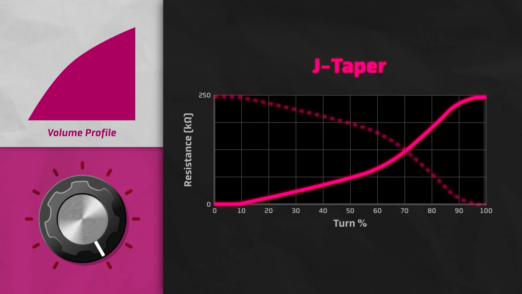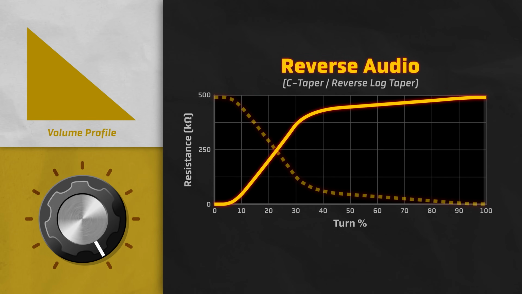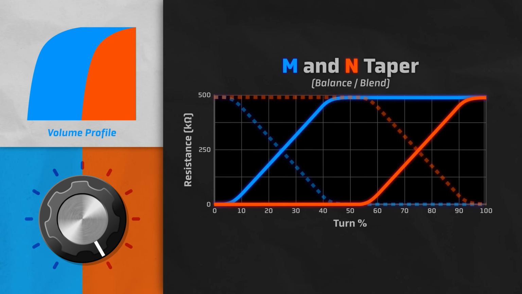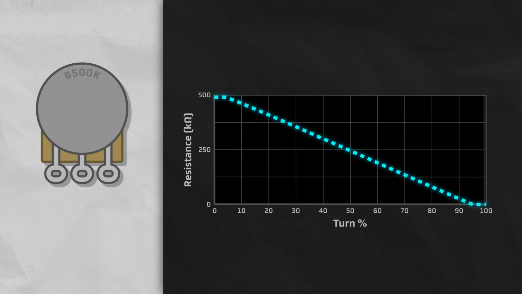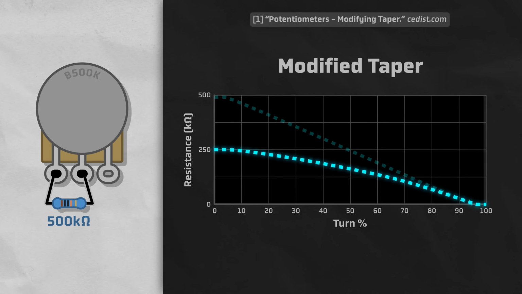Another taper that you can get is C taper, also known as reverse audio or reverse log taper. These can be useful in some left-handed guitars which have their volume and tone controls wired in reverse. There are also M and N tapers which are used in balance blend pots. We'll talk more about those in a future video. Finally, a control's taper can also be affected by adding resistors in parallel to the pot, which is something you find in treble bleeds.